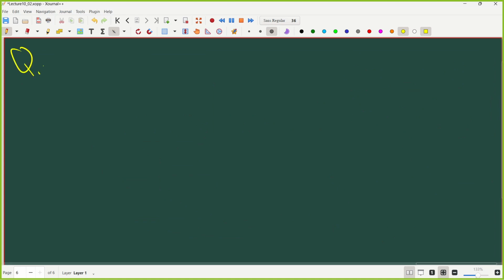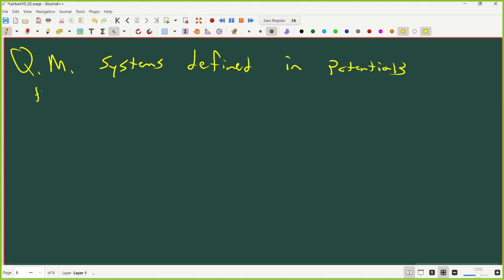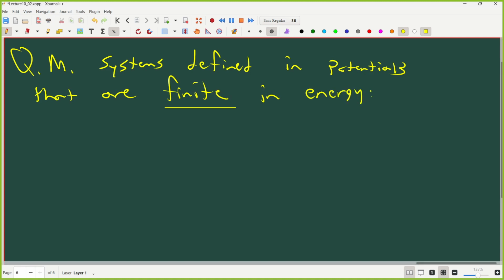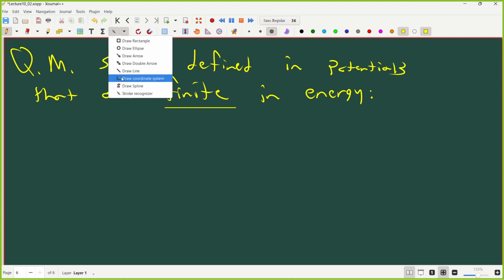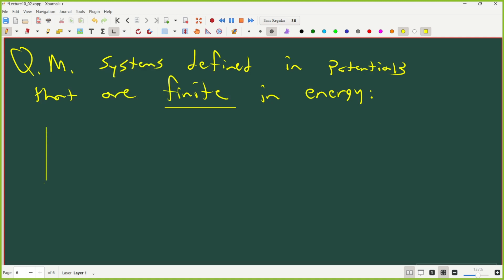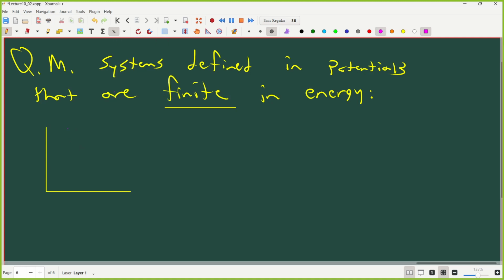Quantum mechanical systems defined in potentials that are finite in energy. Let me give you some examples of potentials that could be like this. We just saw one. Here's a potential that is like this, that's finite: the harmonic oscillator potential.